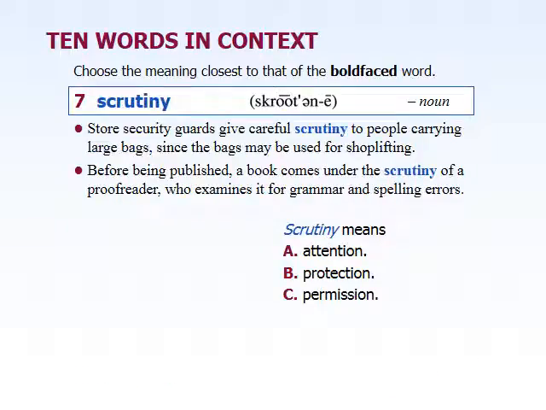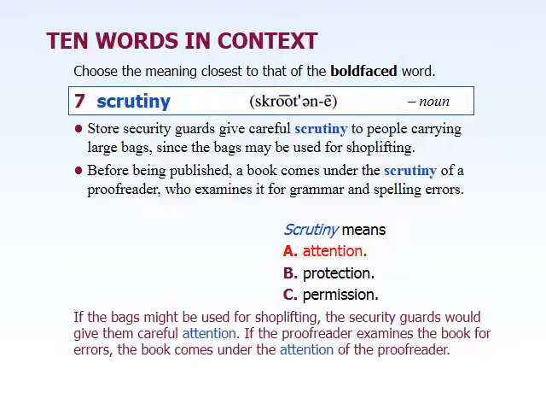Okay, so our next word here is scrutiny, and this one is also a noun. Store security guards give careful scrutiny to people carrying large bags, since the bags may be used for shoplifting. Before being published, a book comes under the scrutiny of a proofreader who examines it for grammar and spelling errors. Scrutiny means attention, but it means careful attention.